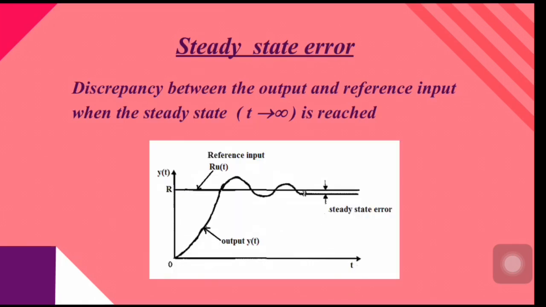You can see it's a response of a first order system. R into u of t represents the reference signal and this is our output. At this point, that is when time becomes very large, you can see the difference between reference input and output, and this difference is termed as steady state error. Got it? Let us now do some analysis of this steady state error.